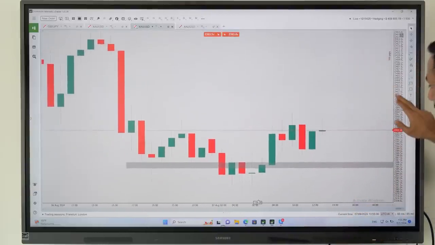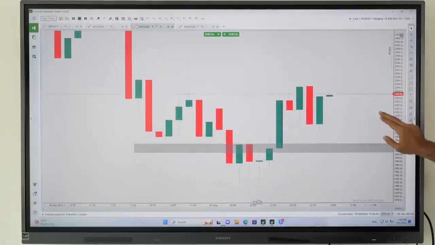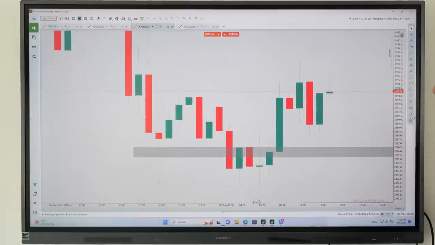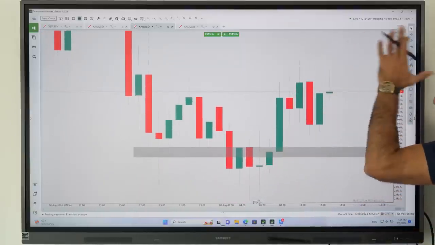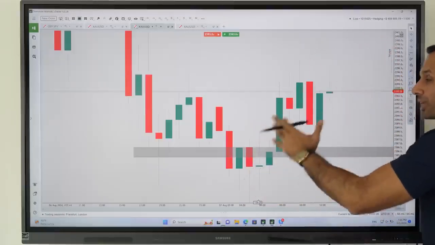Now, let's take a look at this right over here. We're looking at the 1-hour time frame. Obviously, we're looking at the candles. You can see complete details of the candles. This is how you should be doing analysis on the charts.